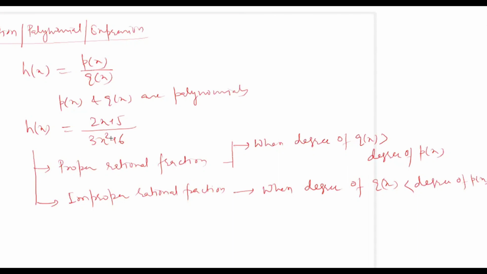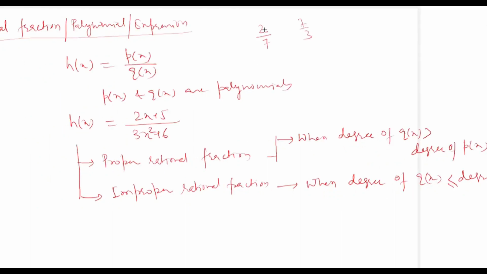As in, what has happened here, the degree of this is actually 1, the degree of this is 2. So 2 is greater than 1, so this is the proper fraction. So the denominator's degree has to be greater than the numerator's degree, then it will be called a proper rational fraction. If it is less or equal, then it will be called an improper one. Here in this case, we have to have the degree greater.